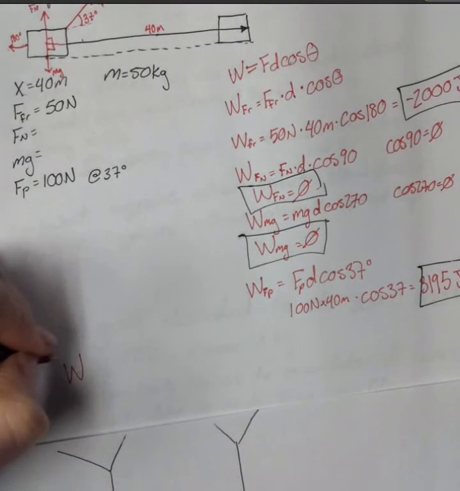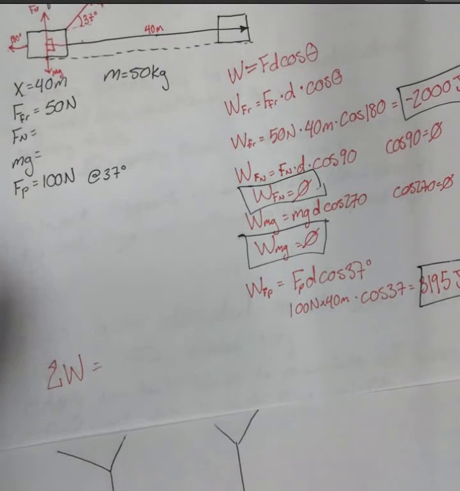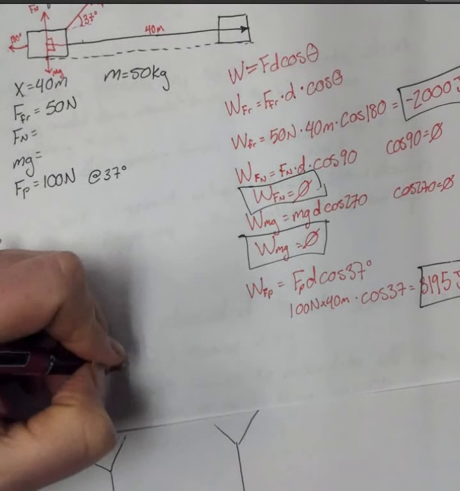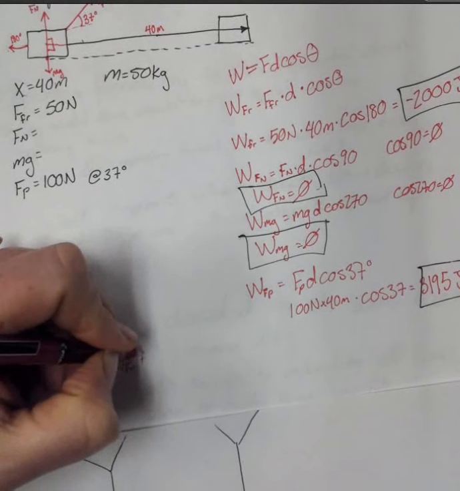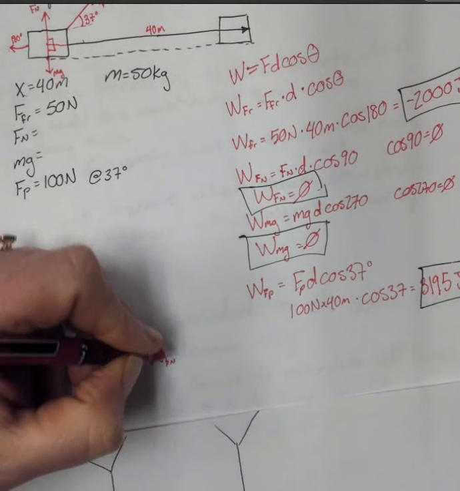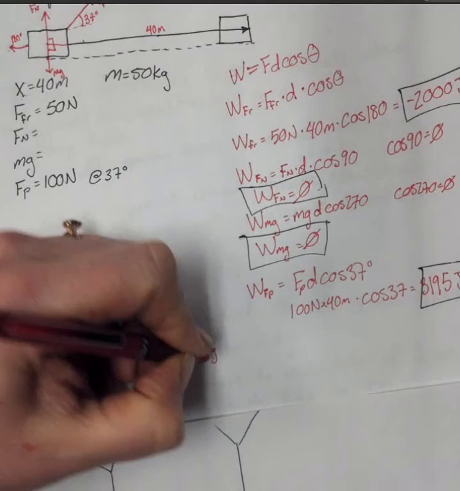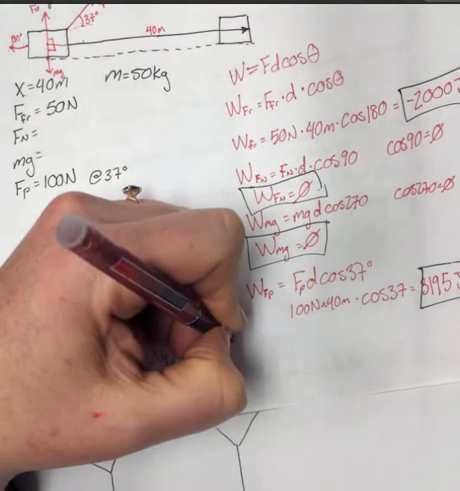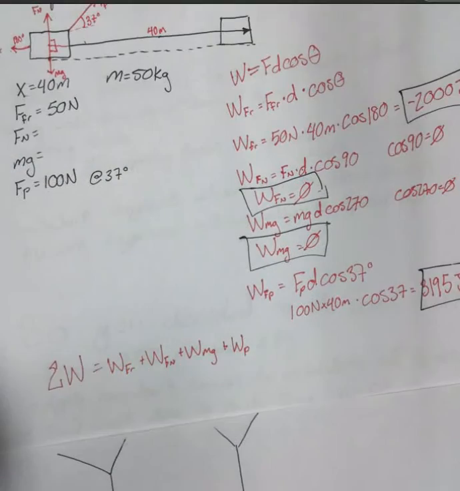Now we need to figure out the net work. Alright, so the net work can be solved two ways. One way that we could solve it is, well, the net work is going to be the work of the friction plus the work of the normal force plus the work of gravity plus the work of the pull. So we could add those up.